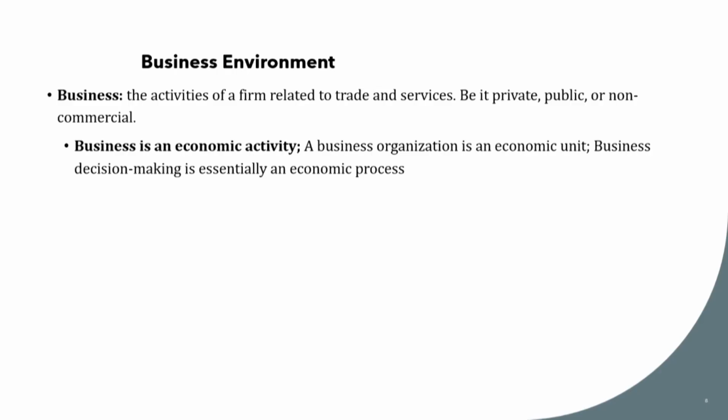So business is the activities of a firm related to trade and services, be it private, be it public or non-commercial. All these are business. So when we talk about a firm, that is a business. Talk about government, that is also part of business. So business is an economic activity. That's the core definition here. So a business organization is an economic unit. So business decision making is essentially an economic process after all.